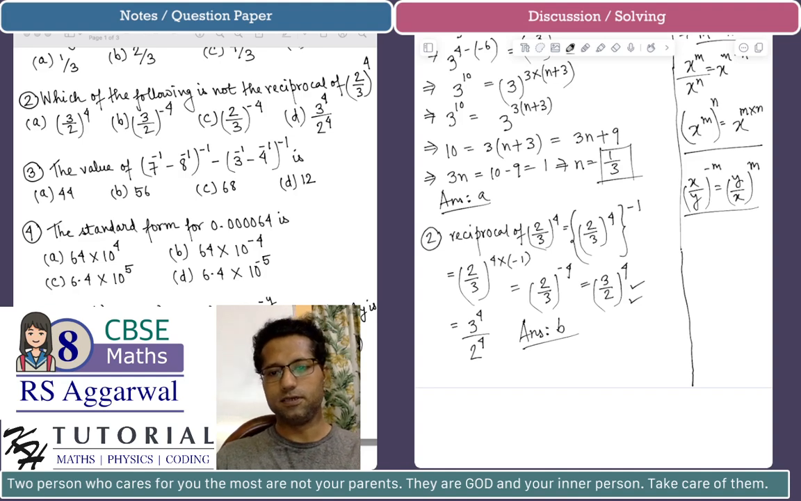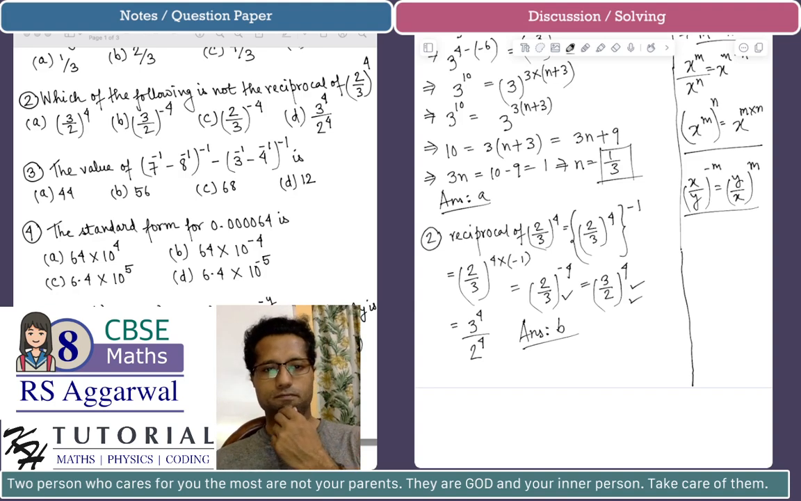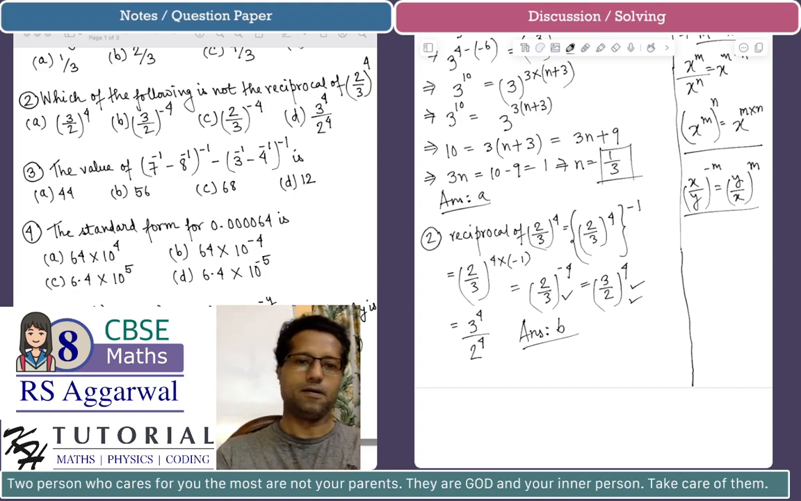D you can clearly see that it is 3 to the power 4 divided by 2 to the power 4. Now what is C? C is (2/3) raised to the power minus 4, which is this one. So the correct choice we have to select is B, which by the way is not the reciprocal of the given number.